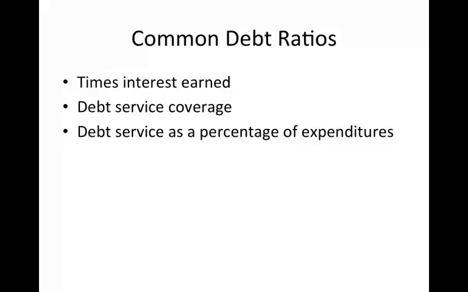These are 3 of the most common debt ratios. We've already talked about the first 2 earlier in the course, times interest earned and debt service coverage. Another one of the most common ones is to look at debt service as a percentage of expenditures to give you a sense of the magnitude or the amount of the government's spending that is related to repaying debt and therefore is not going toward providing services directly.